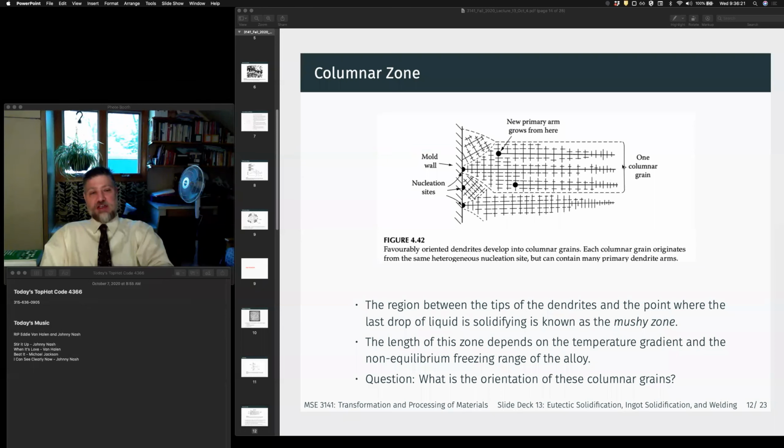This interdendritic region here is called the mushy zone. It's the region where we haven't fully solidified, but you've got solidifying dendrites growing in. The length of this mushy zone depends on both the temperature gradient and the non-equilibrium freezing range of a particular alloy.